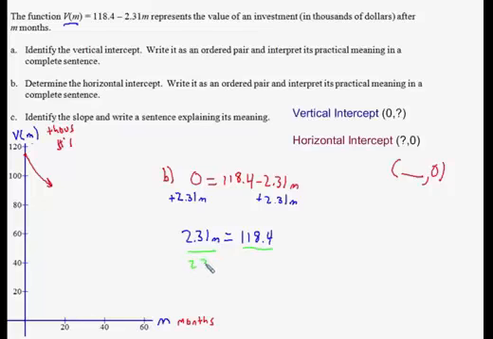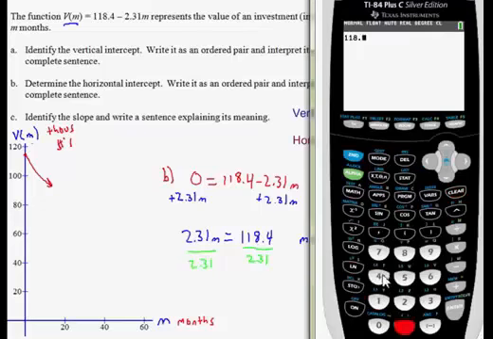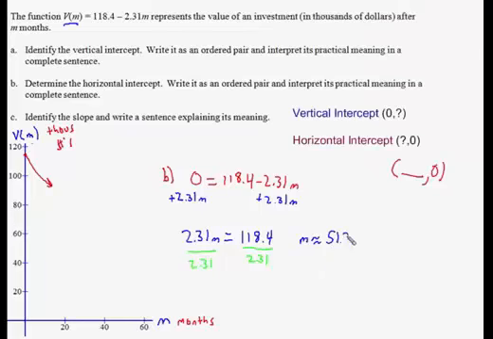So if I divide by 2.31, remember that this is in months, you actually can have a partial month. It's 118.4, and then we are to divide that by 2.31. So my m is approximately 51.3, and if you remember right what that means, since m is the number of months after the investment, this is 51.3 months. So in math, without the words, you would just say this is the horizontal intercept, 51.3 comma 0.